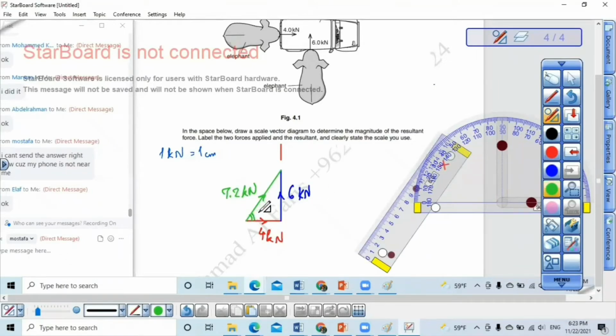If you please, guys, I want you to try to do it by yourself. I want you to redraw this and send it to me right now.